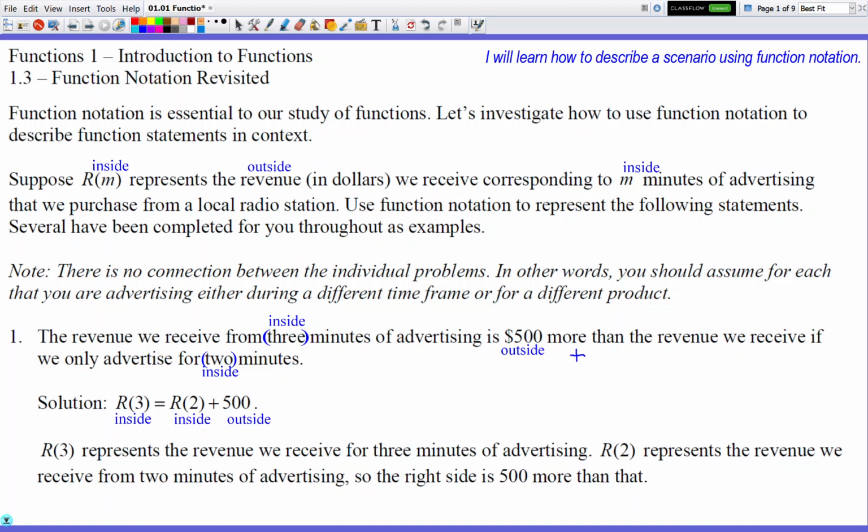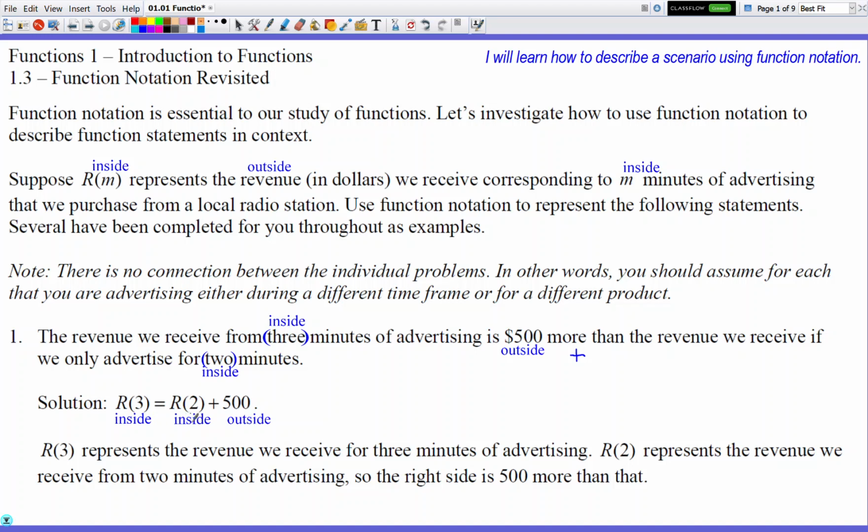So when I look at my final answer, R of 3, or R parentheses 3, 3 is inside the parentheses because it belongs to minutes. And then equals R of 2. 2 is also a minute value, so we're going to put that inside the parentheses and connect it to R. So when you see R parentheses 3, R parentheses 2, basically R parentheses 3 is saying the money we make when I advertise for 3 minutes. And R parentheses 2 means the money we make when I advertise for 2 minutes.